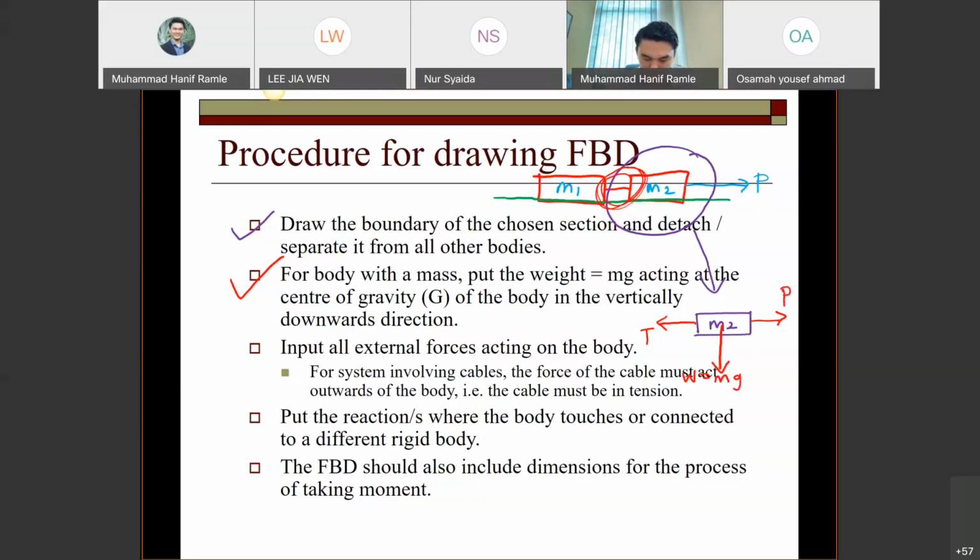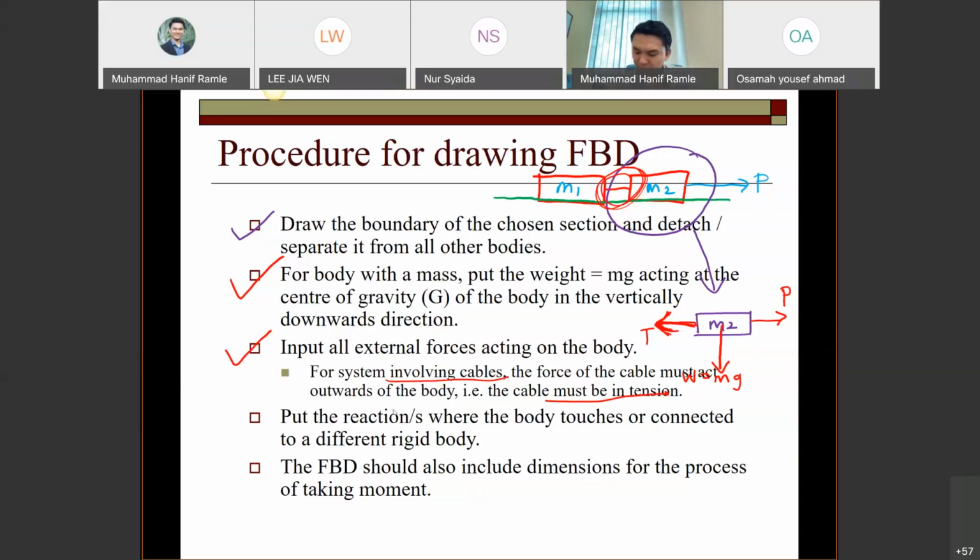Okay, so for a system involving a cable, the force of the cable must be directed outwards from the body. Yes, like this. Okay, this is the tension coming from the cable. The cable must be in tension. Okay, number 3 is done.